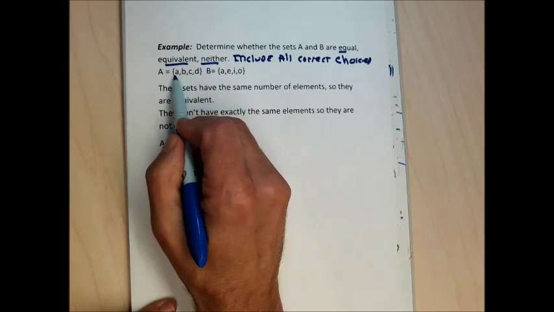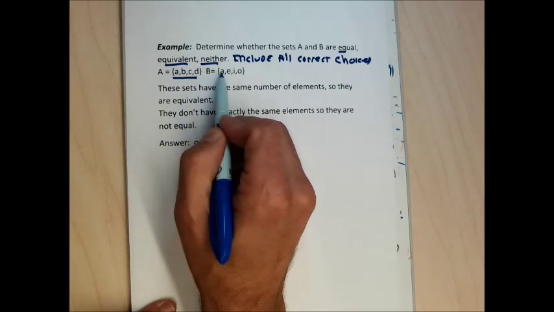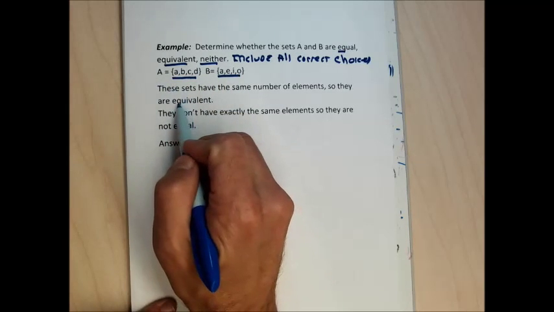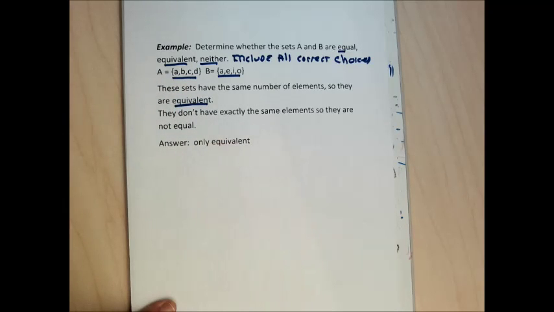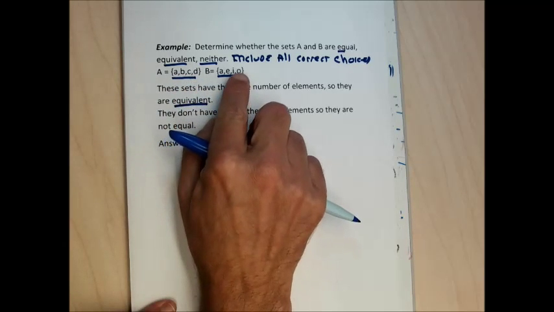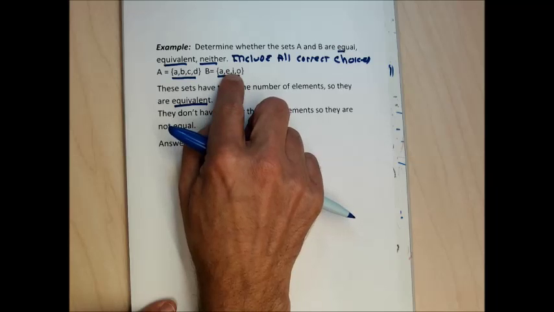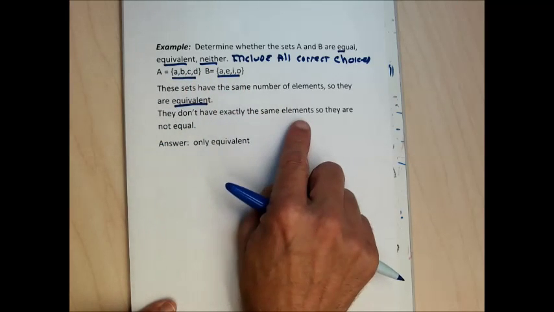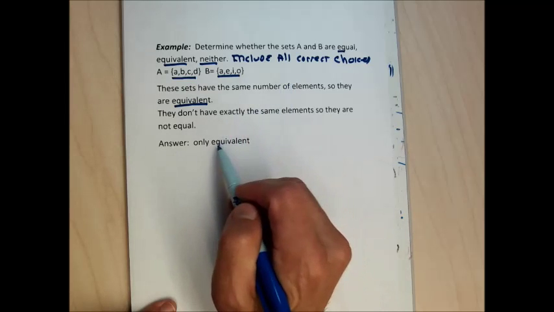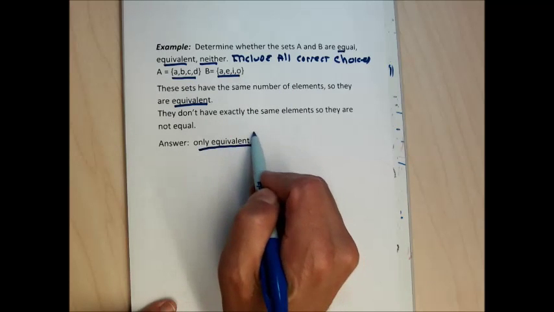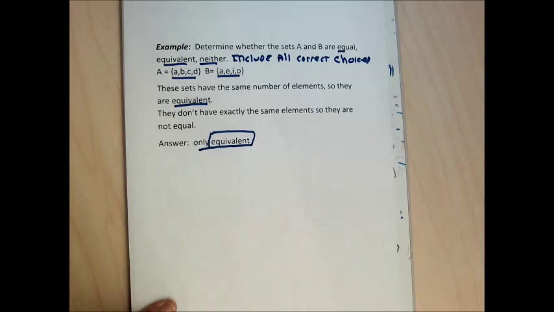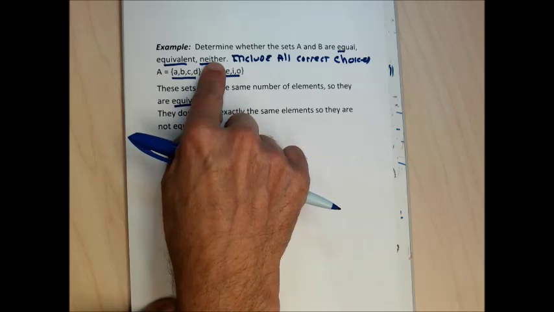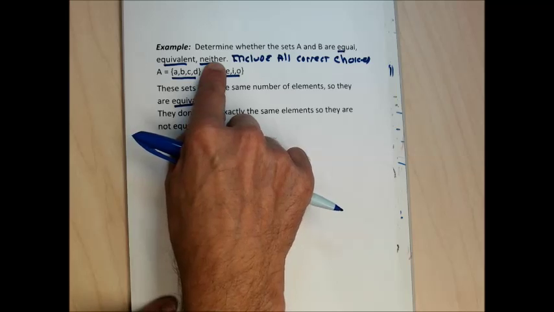So the set A here has 4 elements. The set B has 4 elements. They have the same number of elements, so they're absolutely equivalent. They're not equal because B has an O and an I in it, and A doesn't have that O and an I in it. They don't have exactly the same elements. They're not equal. So the answer to this is these sets are equivalent, and they're not equal. The answer "neither" is going to be reserved for sets that aren't equal and aren't equivalent.